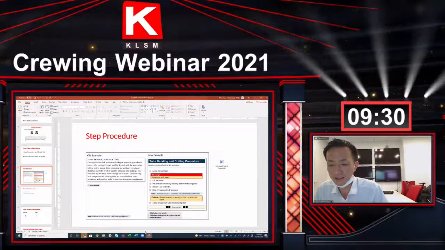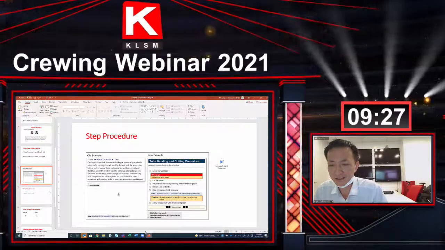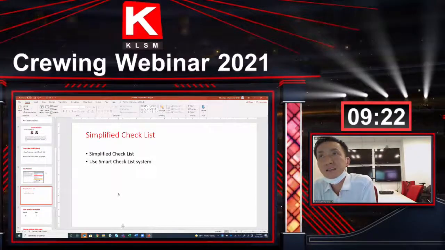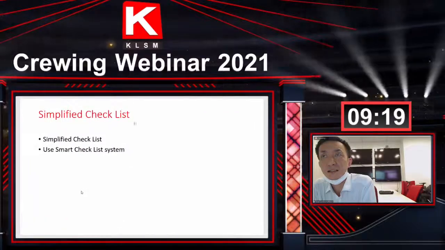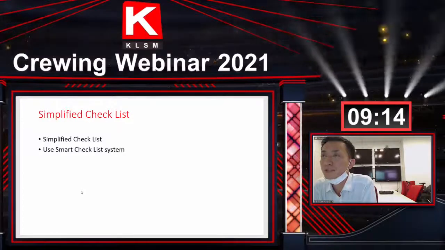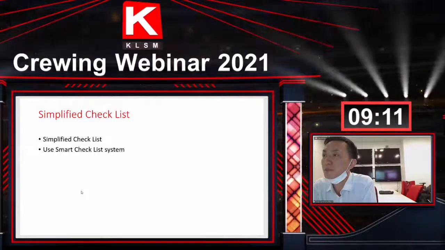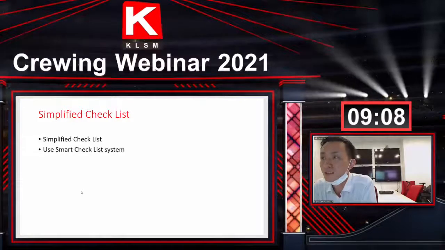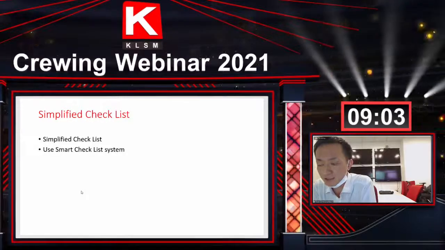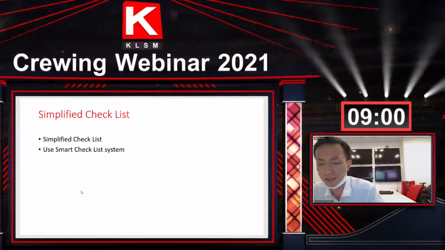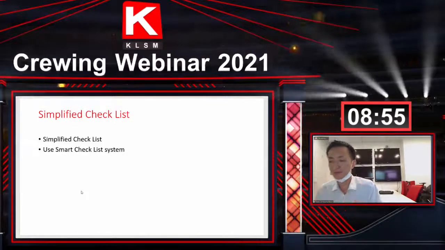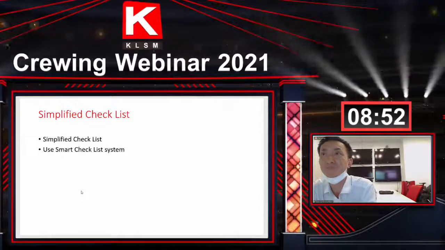Next, the simplified checklist. Some of you might already have experience using the smart checklist on board. Last September, in the middle of September, we released the smart checklist to the whole fleet from the work permit system. Some of you may have an idea of what the simplified checklist or smart checklist is, but I will show you a sample now.